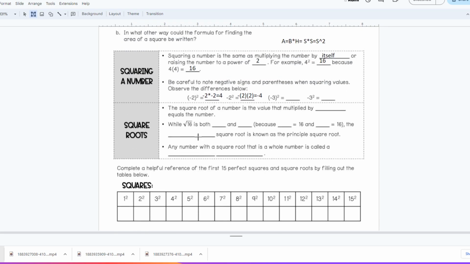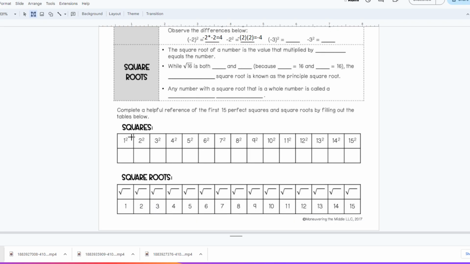So before we do this, I want us to go ahead and fill out this chart. I'm going to do the first couple with you and then I'll leave you guys to do the rest. But 1 times 1 is 1, 2 times 2 is 4, 3 times 3 is 9, 4 times 4 is 16, so on and so forth. Go ahead and fill out the rest of this chart.